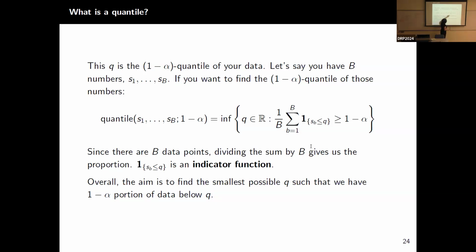So as a result of this equation, what we will get is the minimum Q value that meets this condition. This is known as the indicator function, by the way. If this condition is met, it will give us 1, and if it doesn't, it will give us 0. And there is also a reason why we are dividing this by the size of our data set, because what we want is the proportion. So overall, the aim is to find the smallest possible Q, such that we have a 1 minus alpha portion of the data below Q.